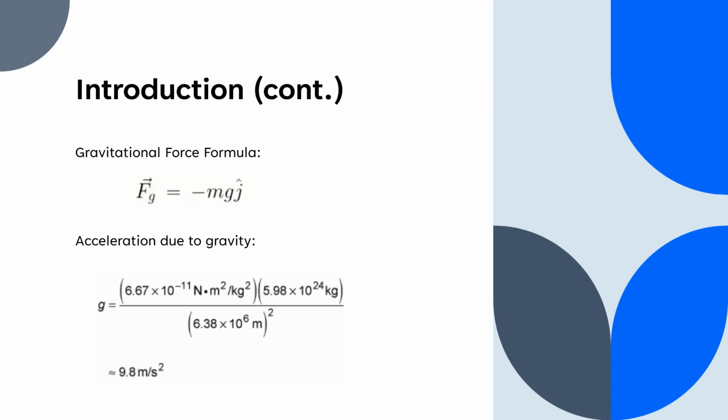Some additional important formulas within this experiment include the gravitational force formula, which will allow our computational models to mimic the force of gravity acting upon a system, and the acceleration due to gravity formula that is created by dividing Earth's radius by its mass times the universal gravitational constant.